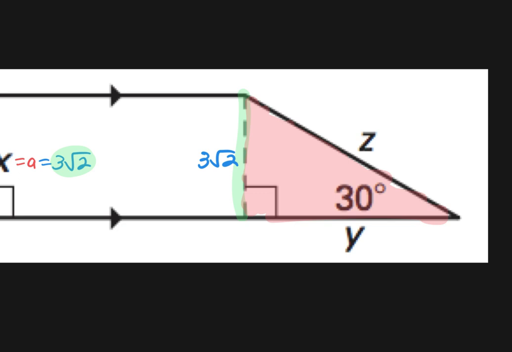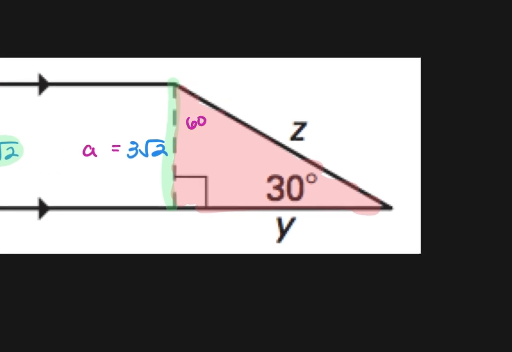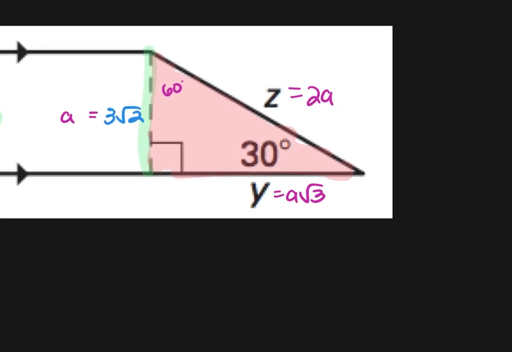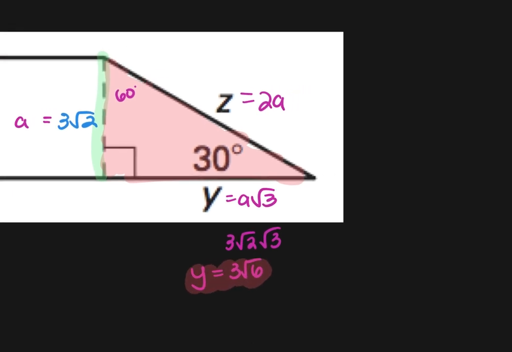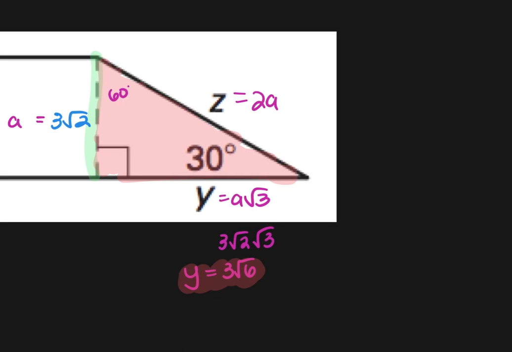So then opposite the 30 is your A. Opposite the 60, which would have been at the top, is your A root 3. And opposite the 90 is your 2A. So if 3 root 2 equals A, then my Y is going to be 3 root 2 times root 3, which is 3 root 6. Square roots don't cancel out that time because they're not the same number underneath, but you can multiply 2 square roots to just multiply what's underneath. And then Z is going to be 2 times 3 root 2, which is 6 root 2.